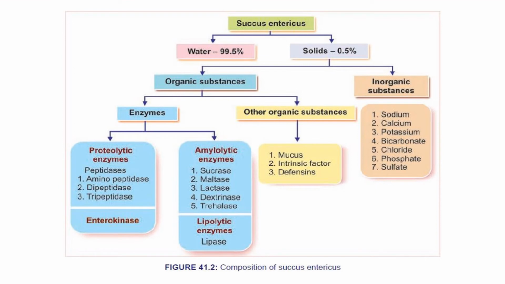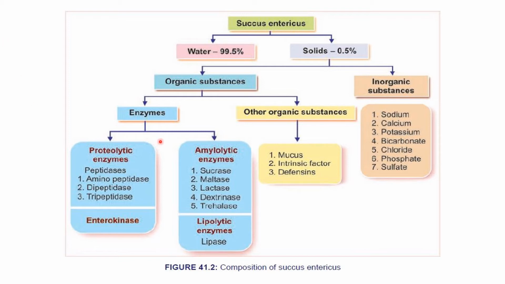Now, let us briefly see the composition and functions of intestinal juice. The intestinal juice means the secretions of both the small intestine and large intestine. Also known as succus entericus, the intestinal juice is alkaline in nature and has a pH between 7.5 and 8.6. It comprises 99.5% water and 0.5% solids.